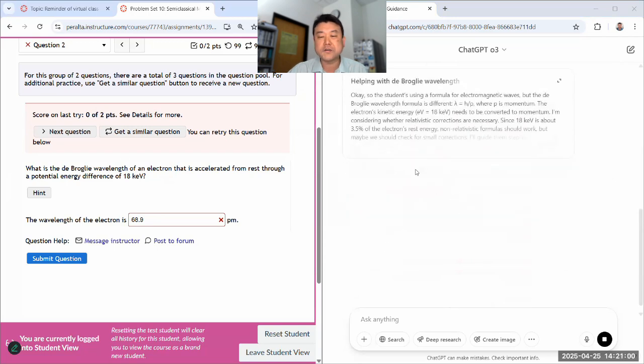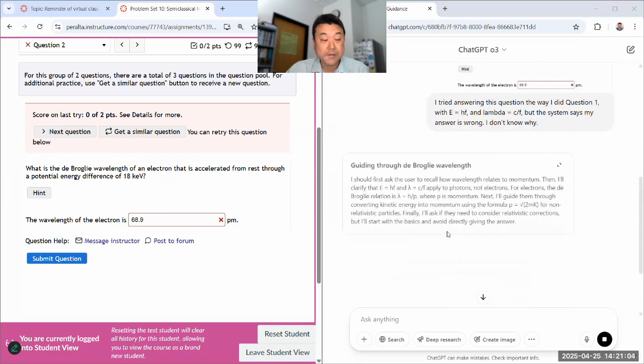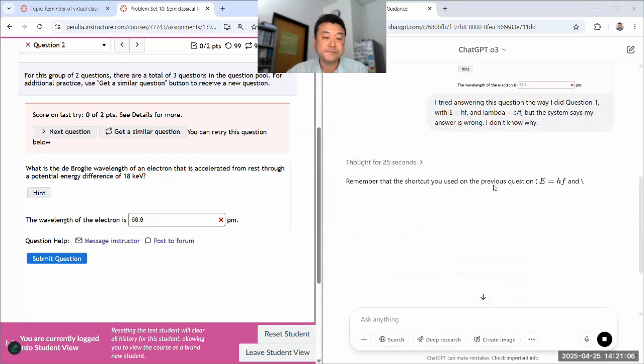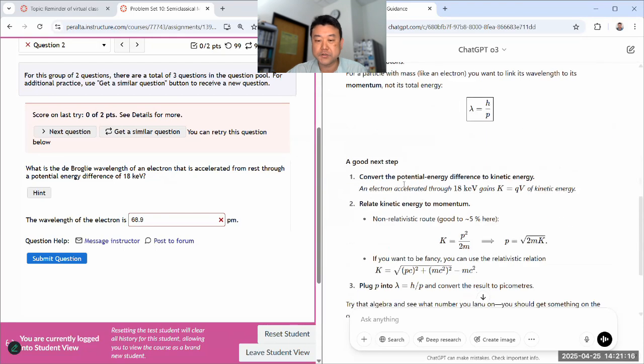When ChatGPT answers, let me try playing a little bit dumb and say, but I don't know the momentum. So just remember that, yeah, that's only for photons. You have to have massless particles for that. For particles with mass, you use the de Broglie relationship. Oh wow, it's giving me all those steps.